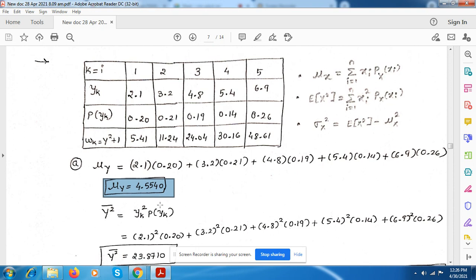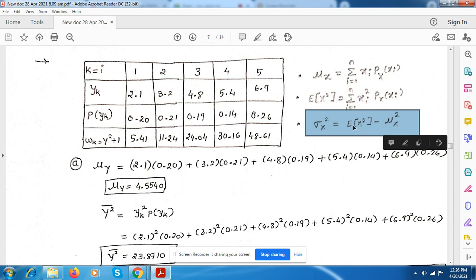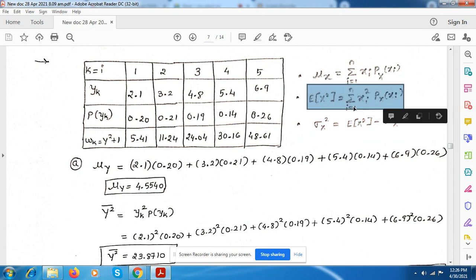Then next we have to calculate the variance. The variance general equation is sigma x square, that is equal to the second order moment E of x square minus mu x the whole square. This is also in terms of x. Here we have to write in terms of the y random variable. The second order moment, that is E of x square, is given by summation i is equal to 1 to n xi square into px of xi.